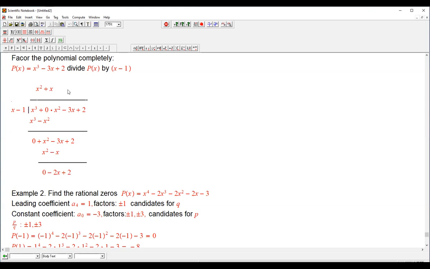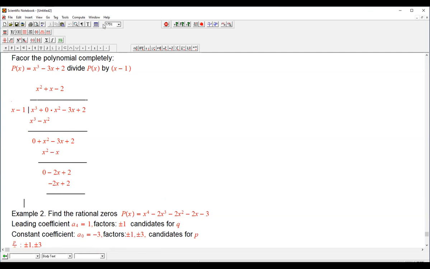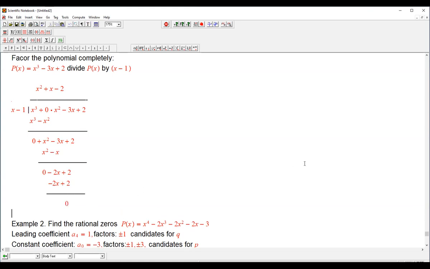One last time, we're going to choose a negative 2. Negative 2 times x equals negative 2x, and negative 2 times negative 1 is positive 2. And top subtract the bottom. This time we're going to get 0 as the remainder. Okay, so this is a long division.